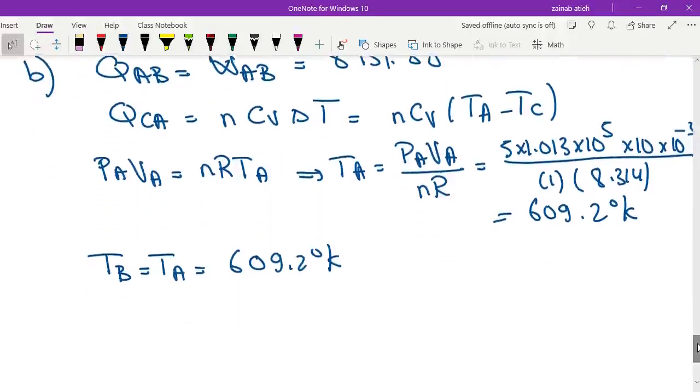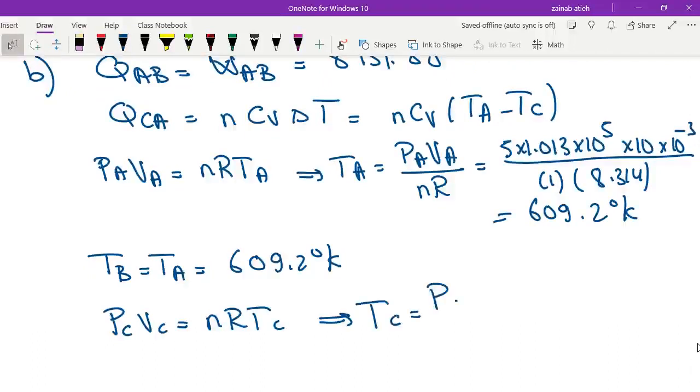For point C I will also do the same, use the equation of an ideal gas, which is PCVC equals NRTC. So which will give me TC equals PCVC over NR. Do it yourselves. Get the PC and VC from the graph and divide them, and you will get 121.8 degree Kelvin. Now I have the temperature for C and the temperature for A.